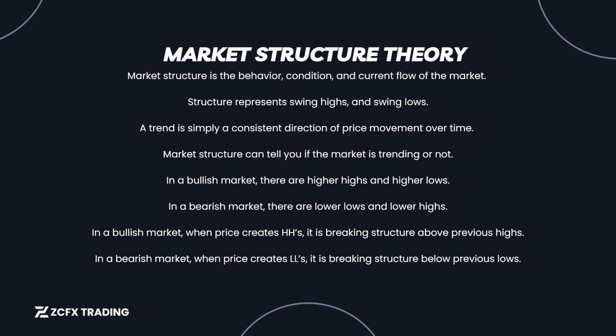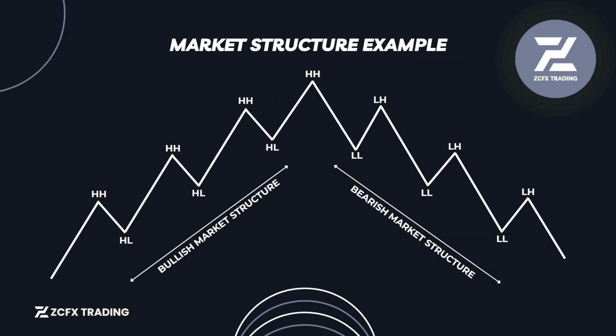A trend is simply a consistent direction of price movement over time. Market structure can tell you if the market is trending or ranging. In a bullish market, there are higher highs and higher lows, and in a bearish market, there are lower lows and lower highs. In a bullish market, when price creates higher highs, it is breaking structure above previous highs. The word breaking structure, keep that in mind because we'll be jumping into that later. Vice versa, in a bearish market, when price creates lower lows, it is breaking structure below previous lows.